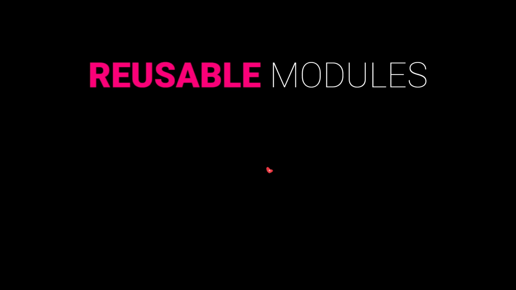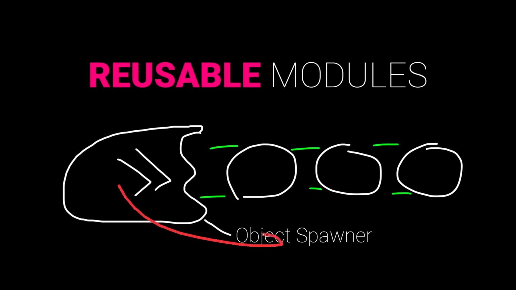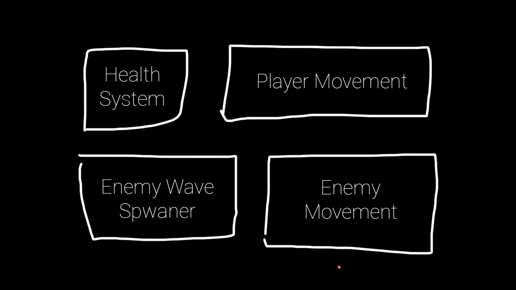But I have some suggestions, some things that I've learned and that I will try to do in my future projects, and that I think will also save you a lot of time if you incorporate them. First of all, have reusable code modules. For example, if you have an object spawner, make it reusable to the point where you'll never have to write another object spawner for your project. You'll just keep reusing that one.